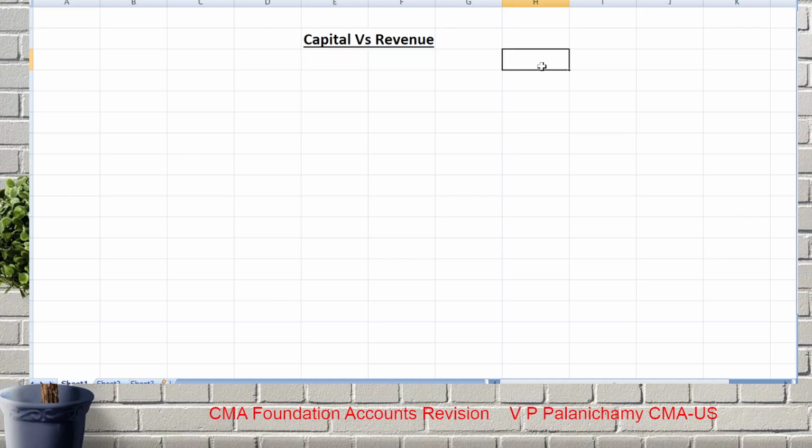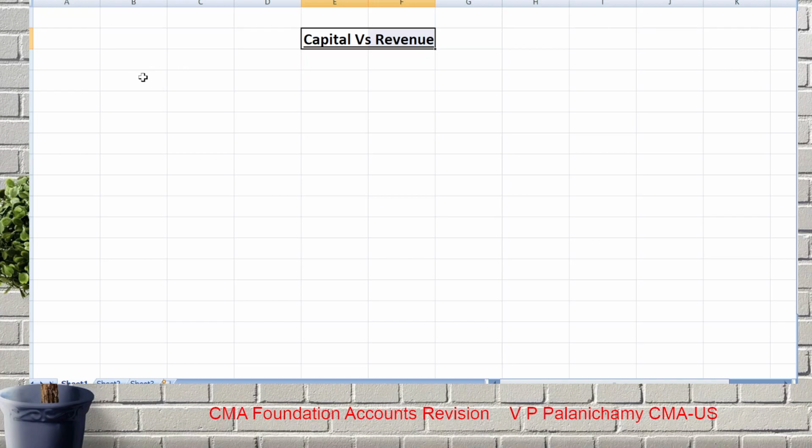Because accounts, how many marks for your exam? 40, I mean accounts and costing put together. It is a 50 marks exam, right? So 30 questions for accounts and 20 questions for costing will be there. So in capital versus revenue, you can expect minimum 2 questions in the exam.